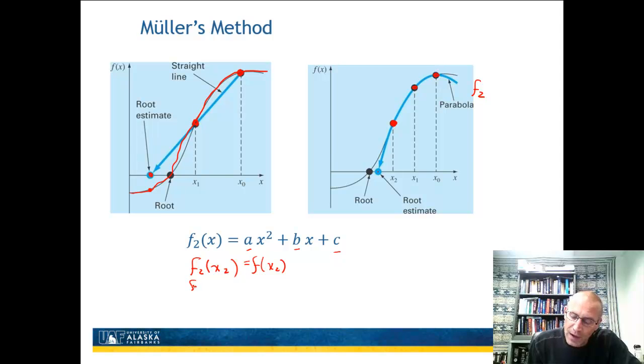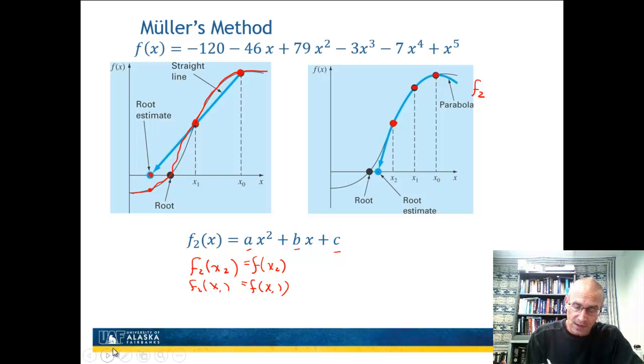I do the same thing. f2 at x1 is equal to my function at x1, etc. I do it for x0. And the function is again, this is the black line. This is the function that I'm trying to find the roots of.